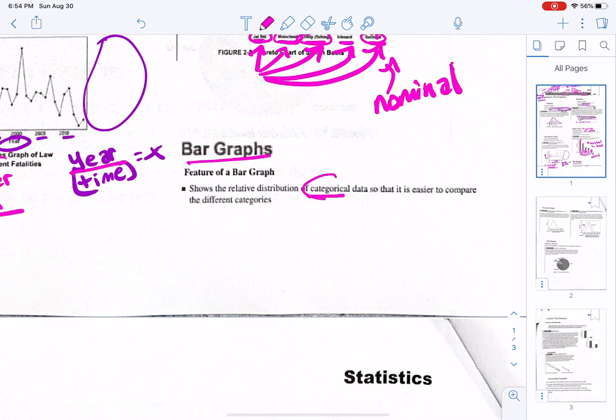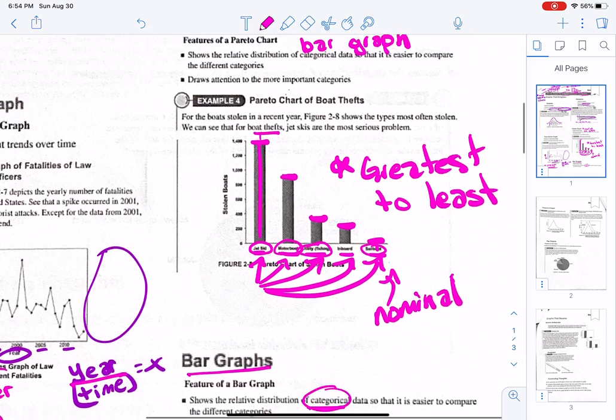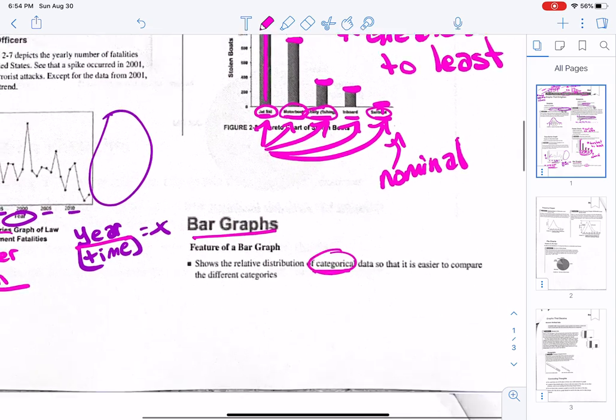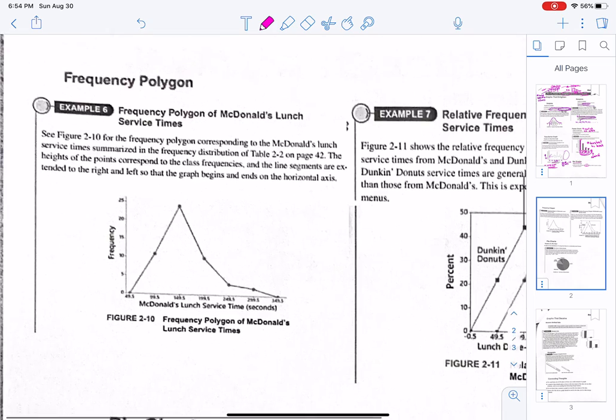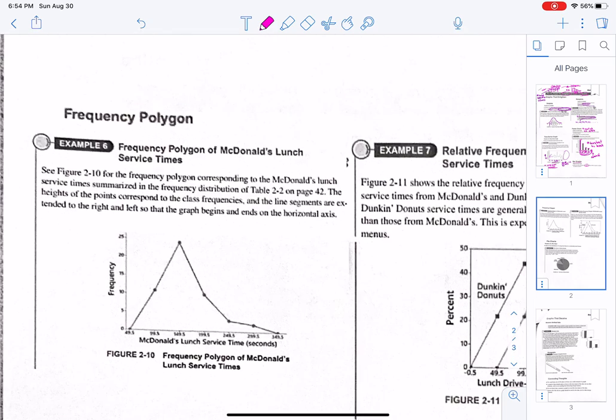Bar graph is categorical data again, so that it is easy to compare the different categories. They don't call it a Pareto chart on a bar graph because it looks kind of like one, but none of them are put in order. So there's that. And then we have 3 more here. I'm going to go through these real fast and then we will stop.